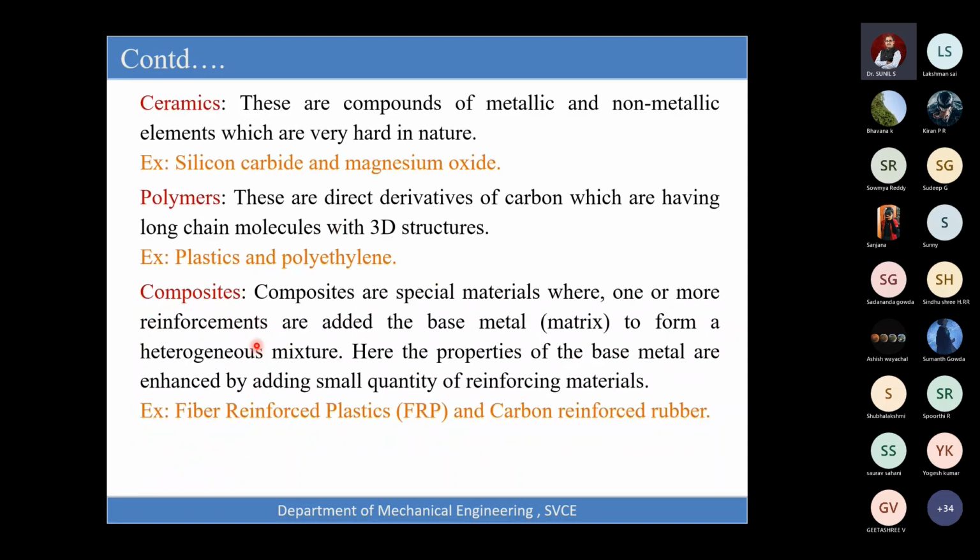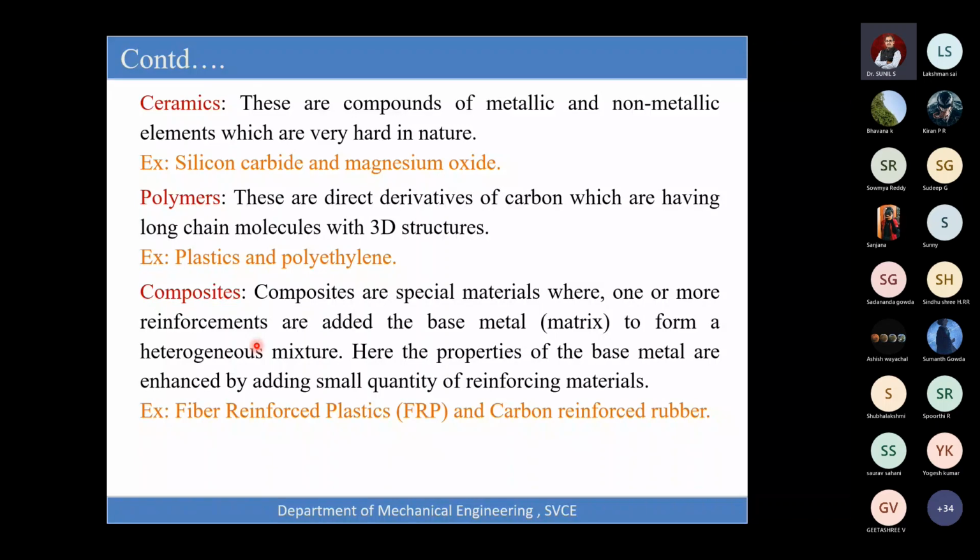Okay, the second one is the ceramic. Ceramics are nothing but compounds of metallic and non-metallic elements. See, there are metals and non-metals. Something between these two is called a ceramic. Compound means it is a mixture of a metallic substance and a non-metallic substance so that you will get a unique hardness in it. You can use it for very versatile purposes.